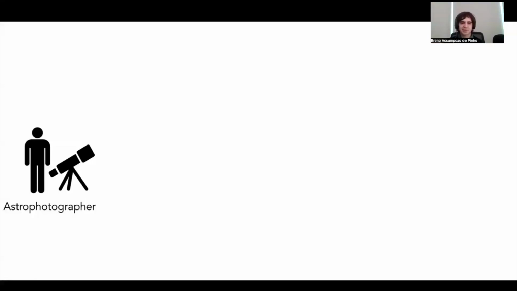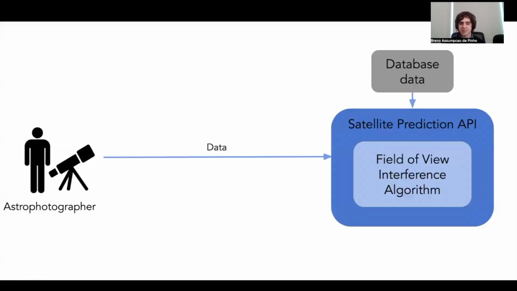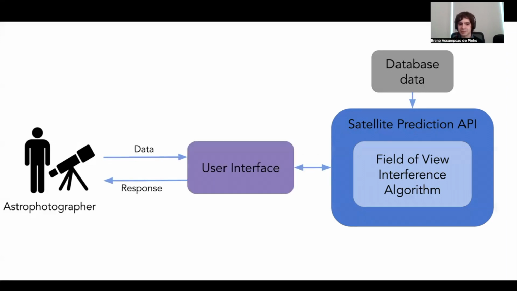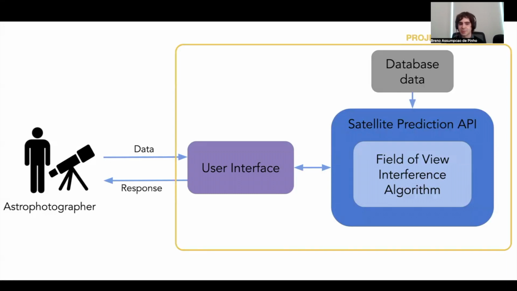So say an astrophotographer wants to take a picture of the sky with no satellite interference. By just specifying a few telescope parameters and the telescope's pointing direction to our program, we perform calculations to find out exactly which satellites will interfere with the user's FOV and when. We then present this information in a way that's simple and efficient for the user to understand using a user interface and an API endpoint that anyone can access online through our website. This has the potential of drastically reducing the work that astrophotographers need to put in to get beautiful looking pictures like the ones we saw earlier.